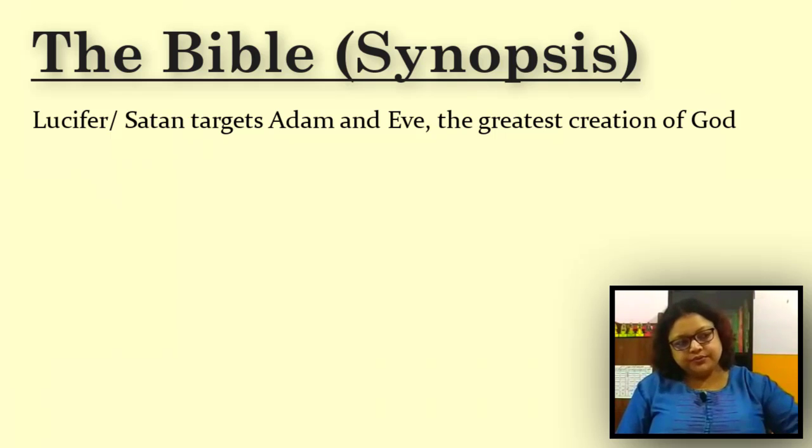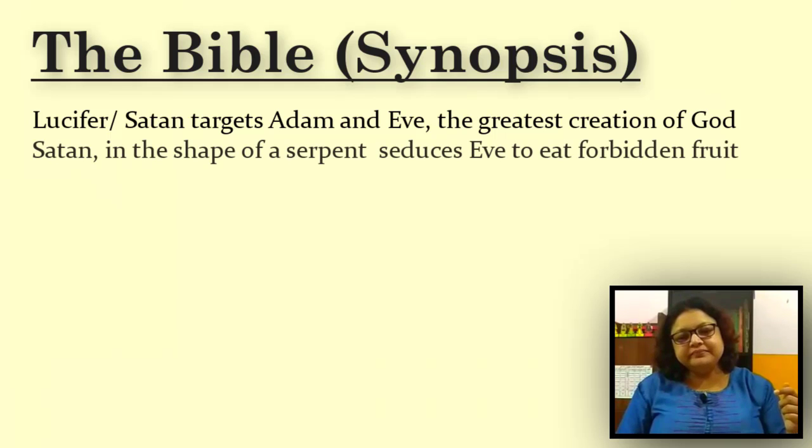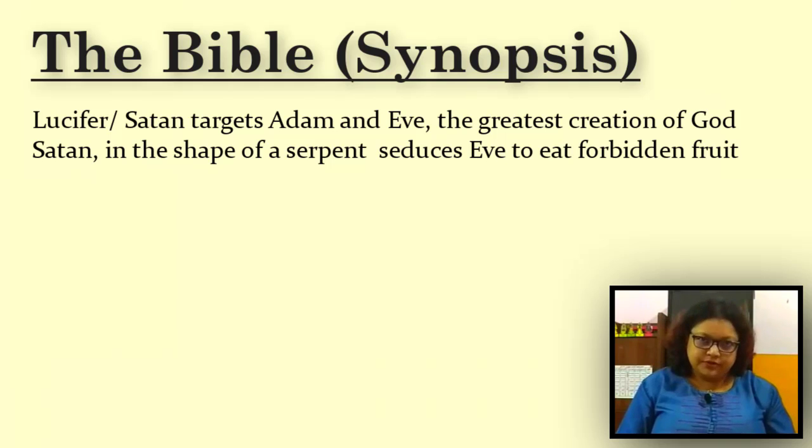He first goes to paradise to check on them. Out of the two, he understands that this woman is more susceptible to temptation. He goes there in the shape of a serpent, entices, seduces Eve to take that fruit and eat.